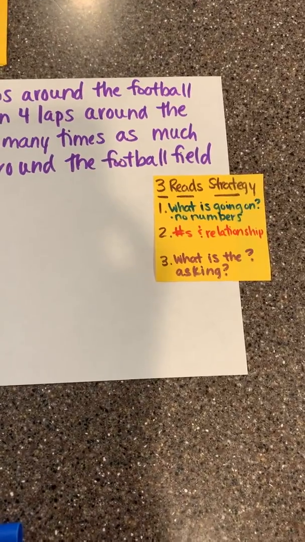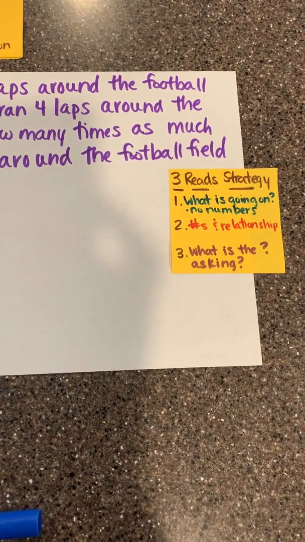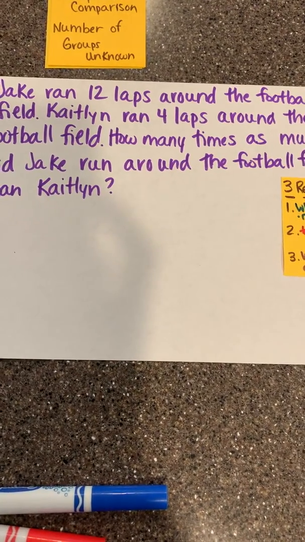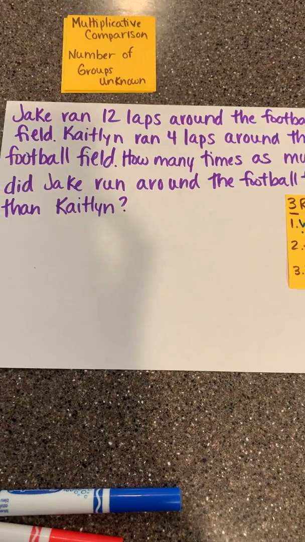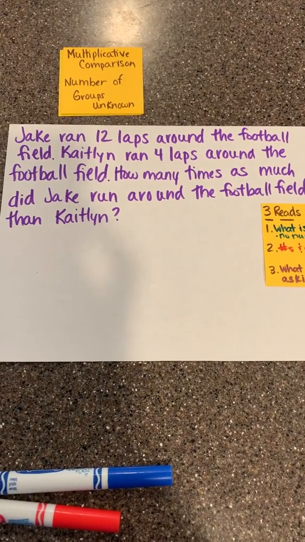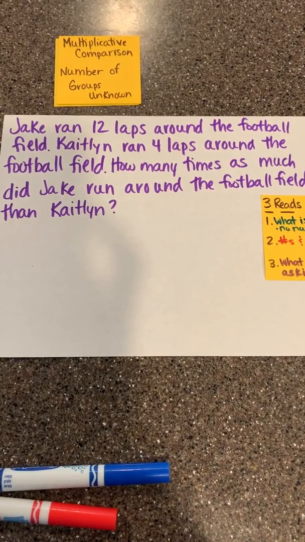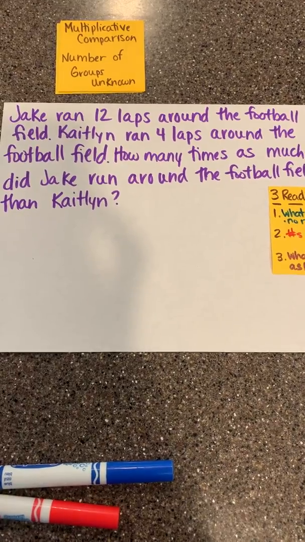So when we look at our 3-read strategy, the first time we read is what is going on. We're not going to focus on any numbers. If you're struggling with reading word problems, take it sentence by sentence, draw pictures, but try to read it on your own. If you really are struggling, then get some help. So Jake ran 12 laps around the football field. Caitlin ran 4 laps around the football field. So basically, we've got Jake and Caitlin, and they're running around that football field.